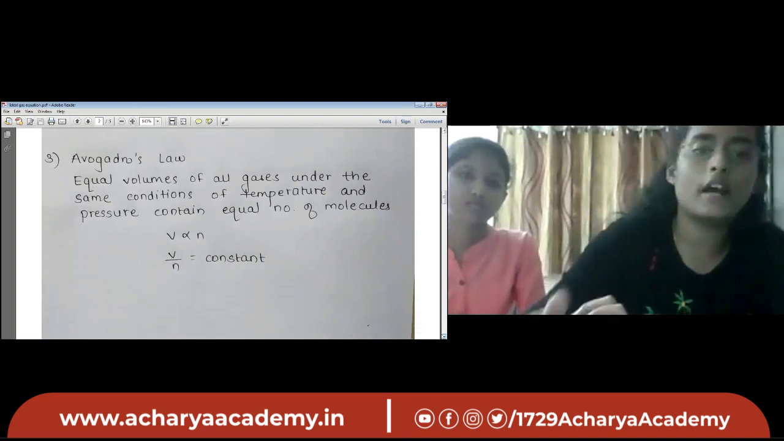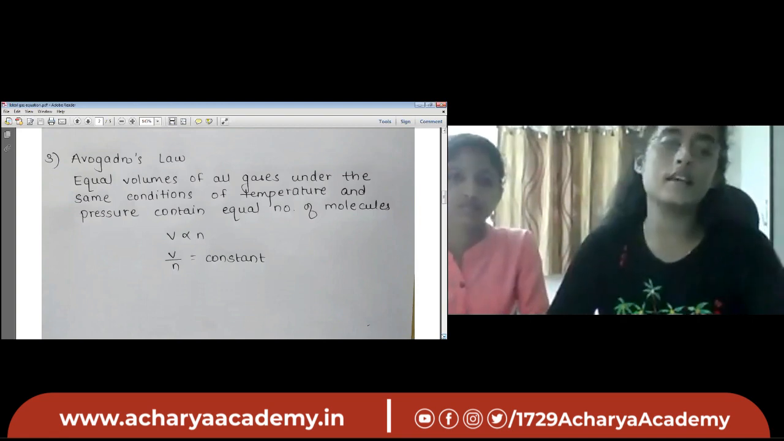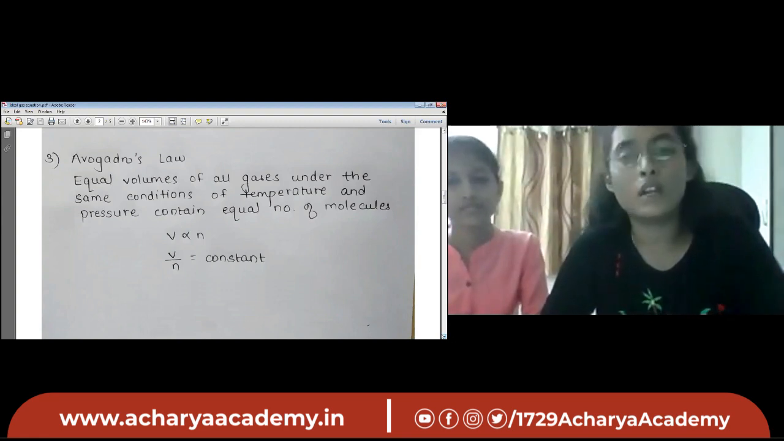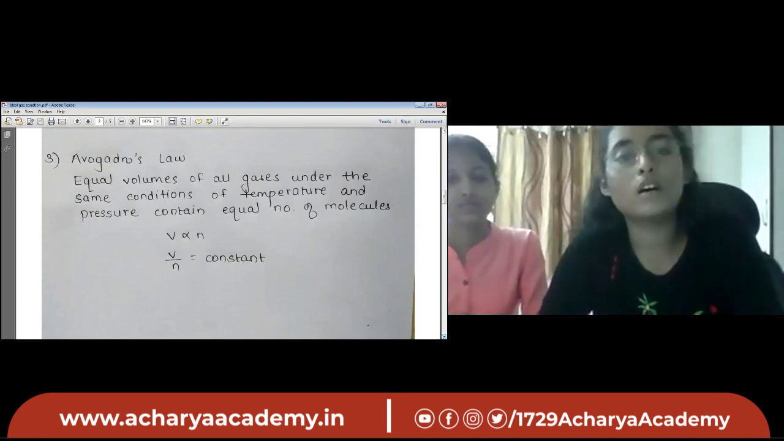So the third law, you'll get a better explanation of this when you learn it. Avogadro's law, the third law which we need, states that equal volumes of all gases under the same conditions of temperature and pressure contain an equal number of molecules. Here, the scientist kept the temperature and pressure conditions constant.